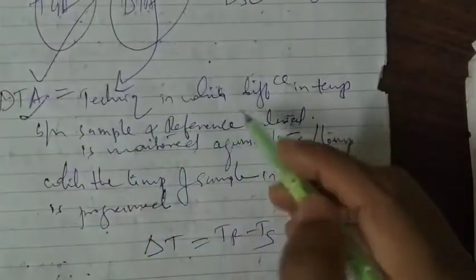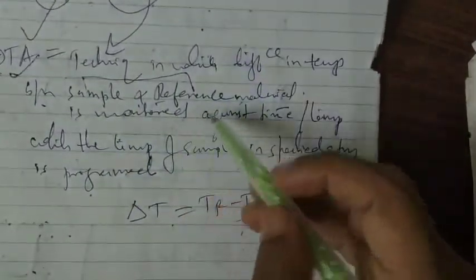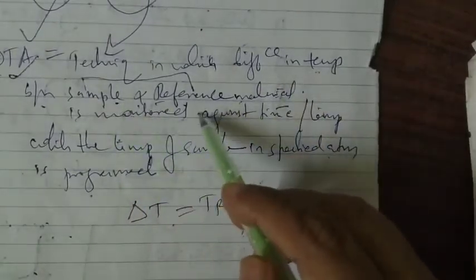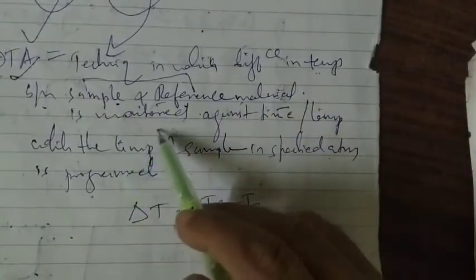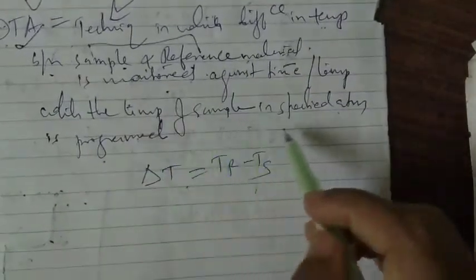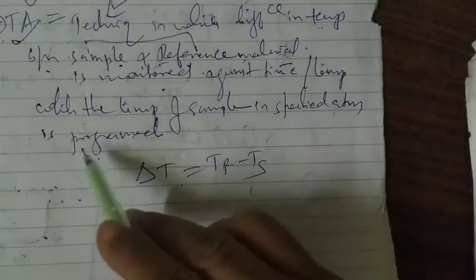It's a technique in which the difference in temperature between the sample and reference is monitored, and this is very much important. Differential means a difference, that is what we have to take here. So the temperature difference between the sample and the reference material is monitored against time or temperature, while the temperature of the sample in a specified atmosphere is programmed.